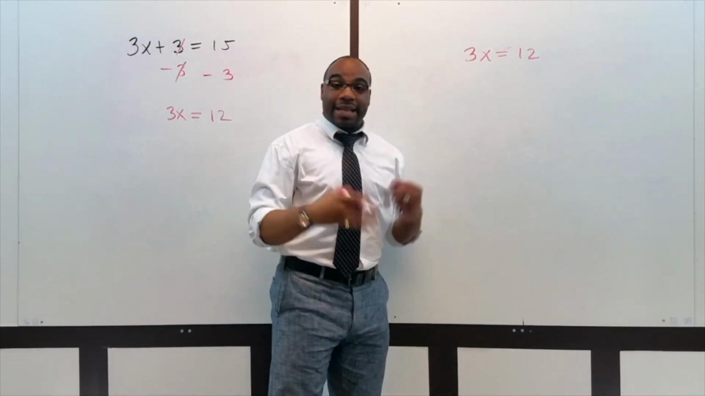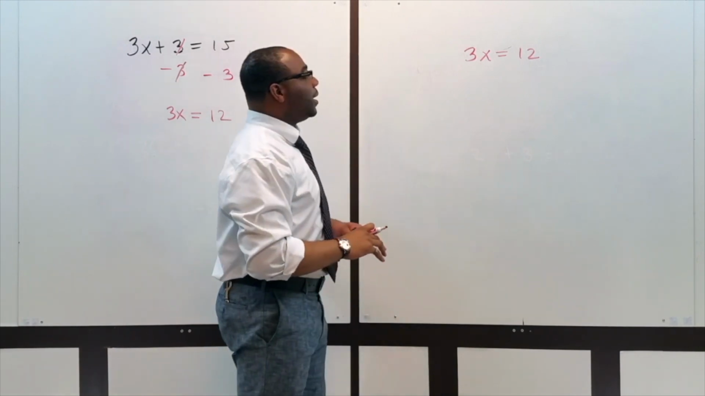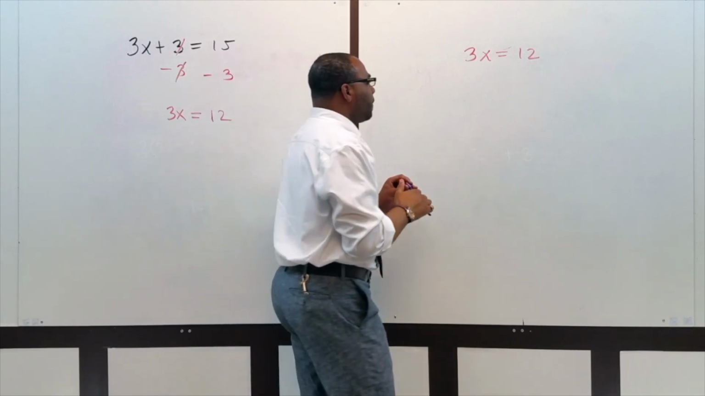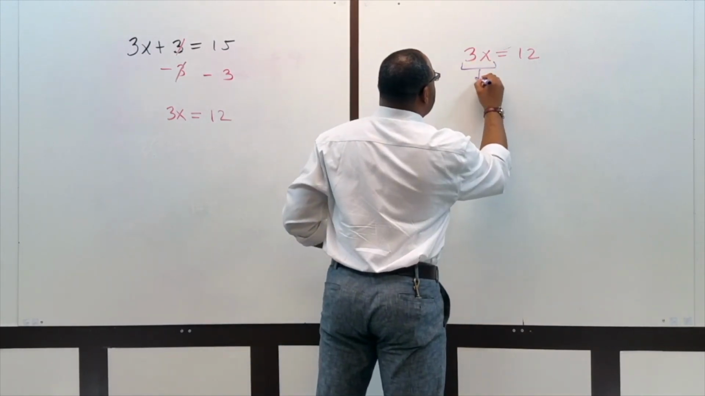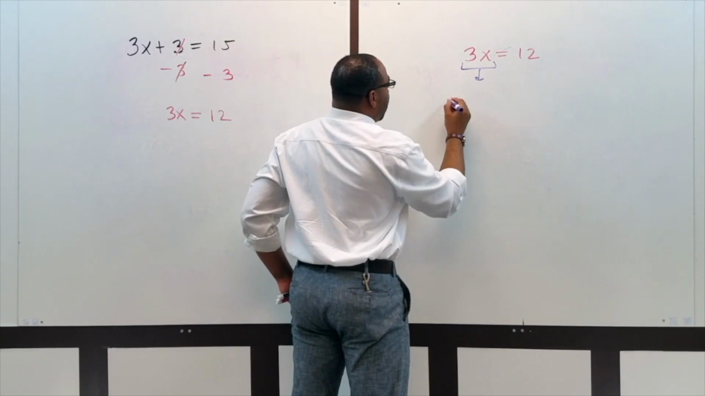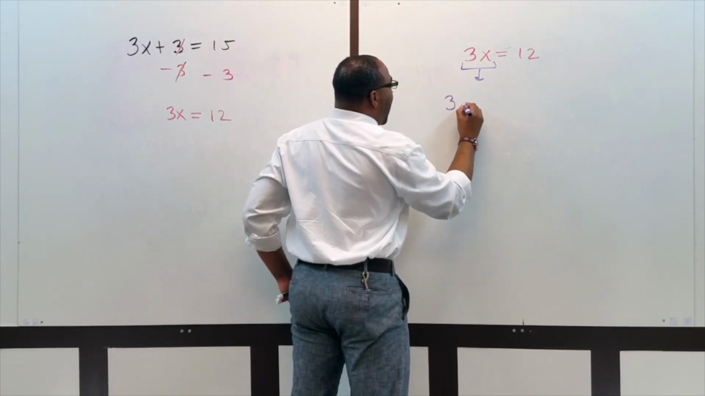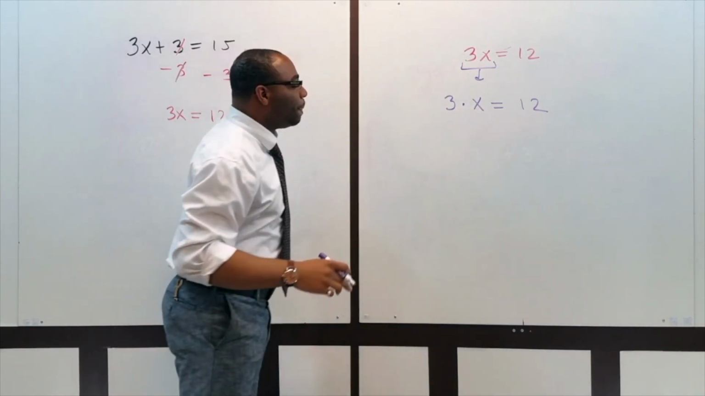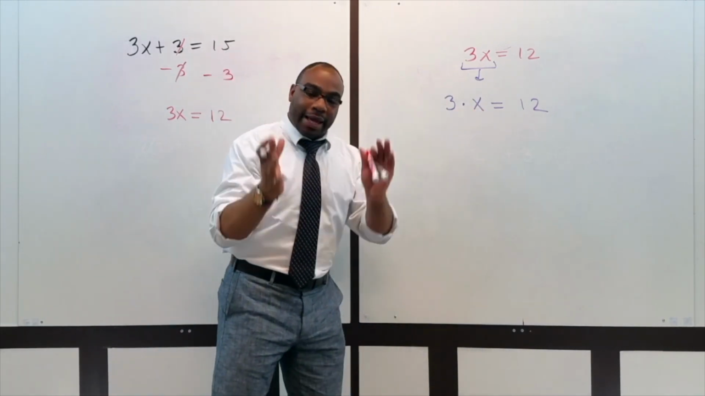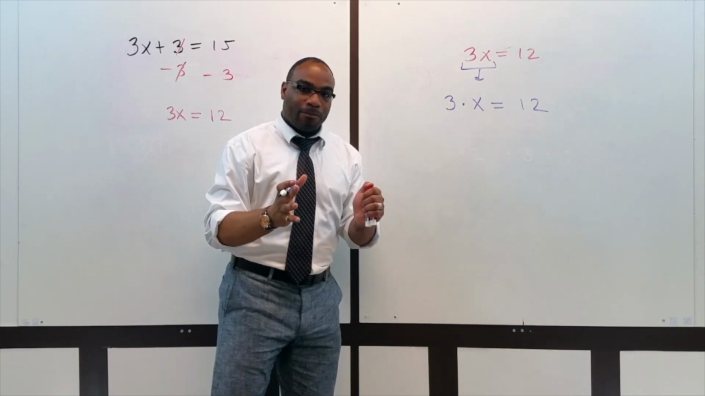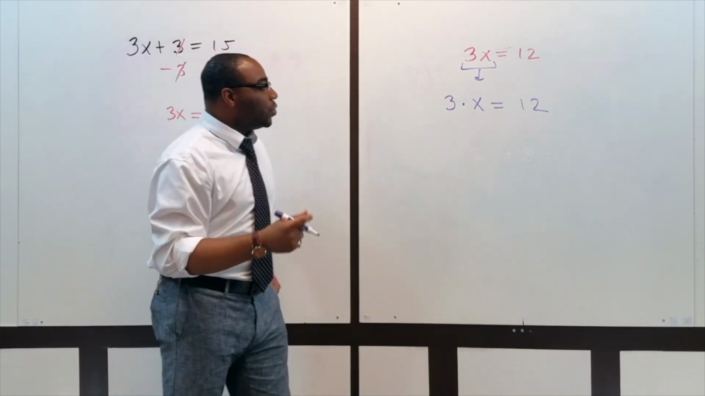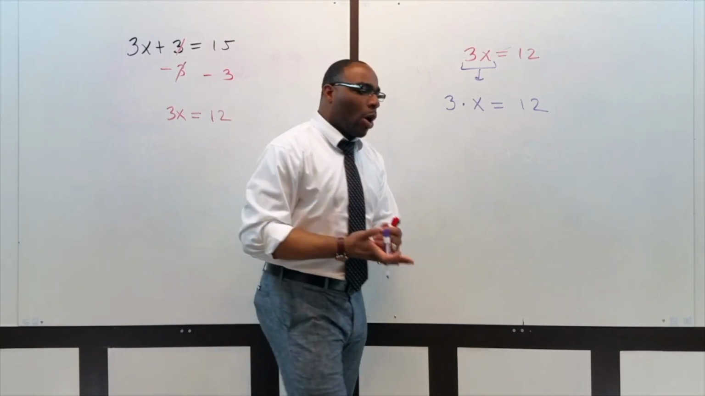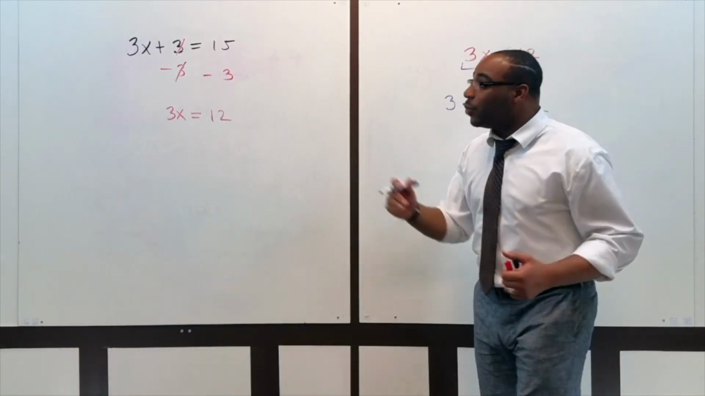Have we succeeded yet? Is x by itself? Not yet. So we gotta get x by itself. Let's look deeper into the nature of this 3x. What does this really mean? What this means is 3 times x is equal to 12. 3 times x. How do we get x by itself? What's amazing is that we can use the opposite operation. Remember that? Or sometimes people call it the inverse.